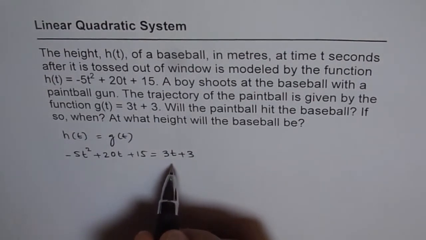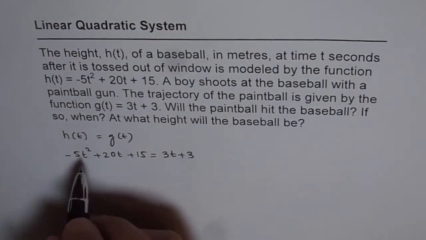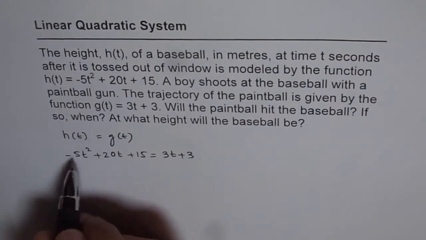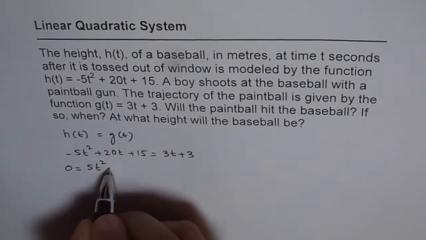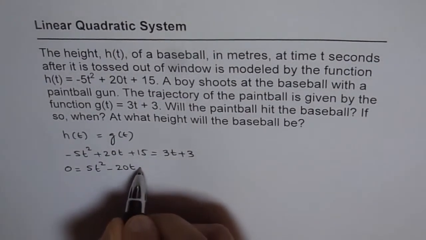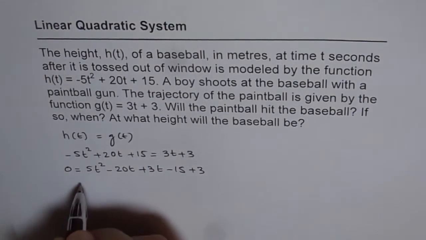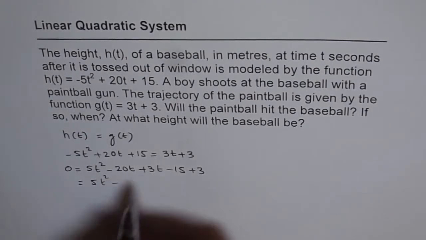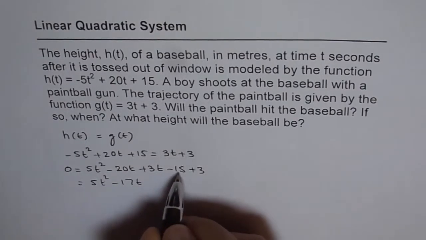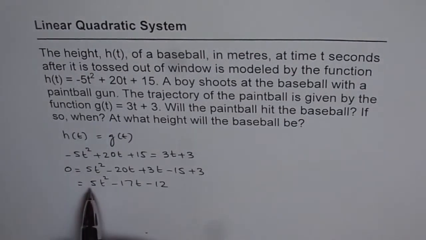So let's take the terms to one side, and I always prefer to have positive coefficients for t squared, the leading coefficient. So let me take this on the right side. So we have 0 equals 5t squared minus 20t, and we have 3t here, which is plus 3t, minus 15 and plus 3. So that gives us 5t squared, and minus 20 plus 3 is minus 17t, and minus 15 plus 3 is minus 12. So we have 5t squared minus 17t minus 12.